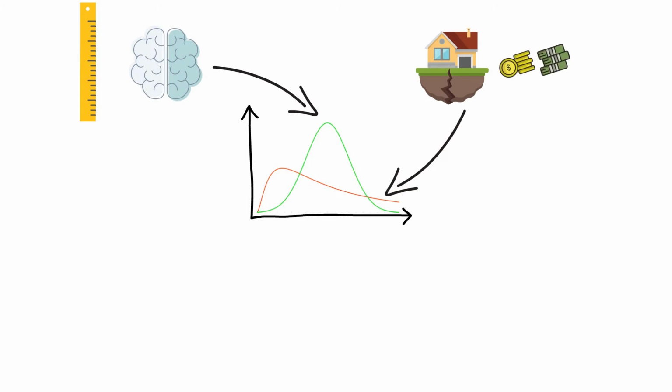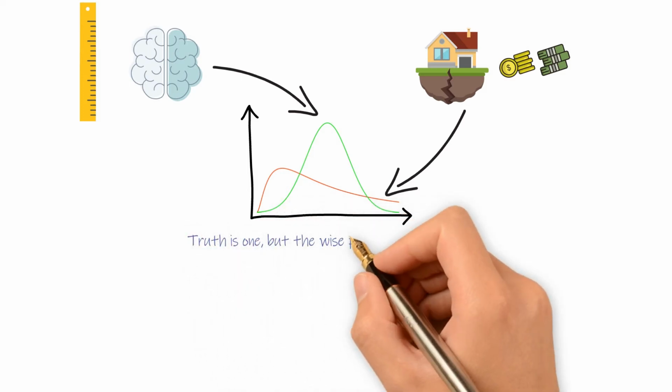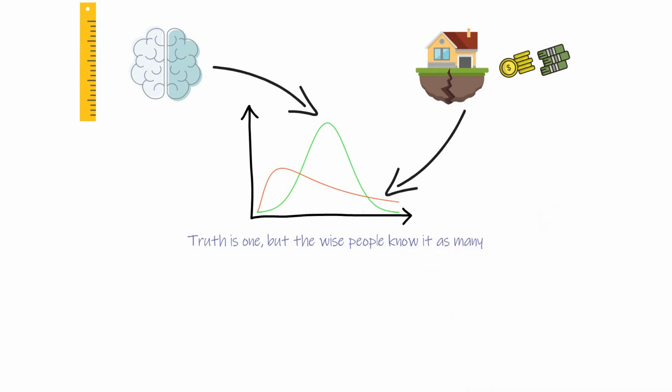Because of this similarity, we can use models to describe the probability distribution. As you know, truth is 1. But the wise people know it as many.